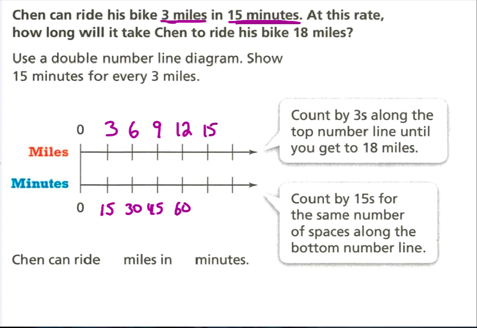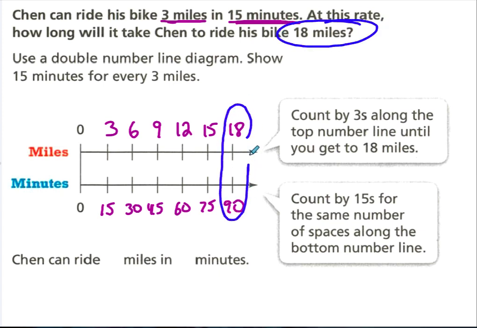So I just keep counting as I go up. Okay. And the question was, how long would it take to go 18 miles? Well, at 18 miles, it would take 90 minutes. So 18 miles in 90 minutes. So what we're doing is watching each one of them continue to grow at that same rate, keeping them in pairs so we know how they match up with each other to see what other information we can come up with.